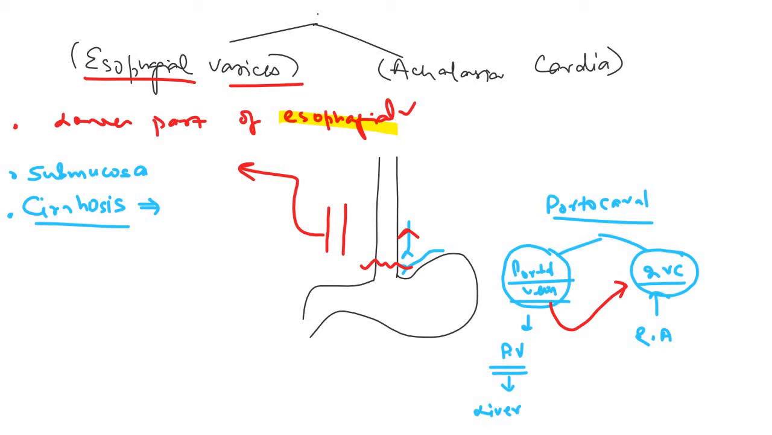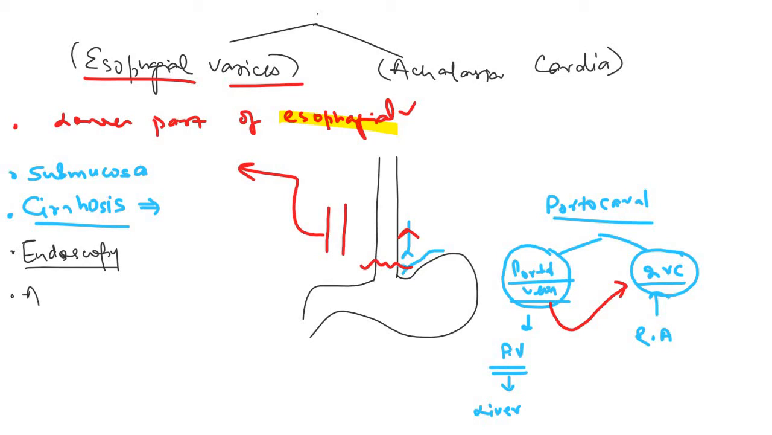So there will occur retrograde flow of the blood, and it will eventually come into the lower esophageal veins and cause dilation, resulting in esophageal varices. So in case of cirrhosis, we find esophageal varices. Now esophageal varices can be diagnosed via endoscopy, and when we do the endoscopy, we will find that the esophageal veins are dilated.